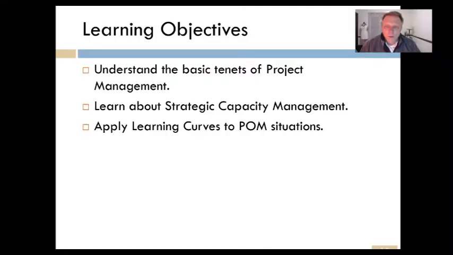Let's see, here's what we're going to be learning this week. These are our chapters 4, 5, and 6. We're going to look at the basic tenets of project management. We're going to learn about strategic capacity that you have either in a manufacturing plant or your organization. It includes service organizations too, so we'll cover that. And then we're also going to look at this thing called learning curves that are interesting.